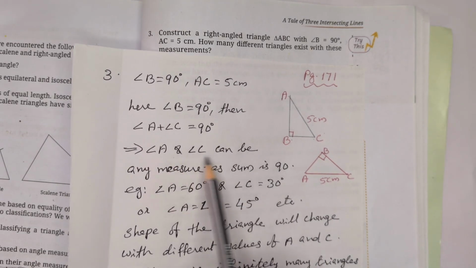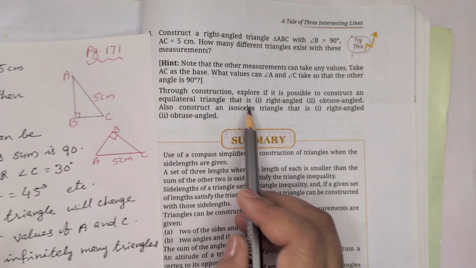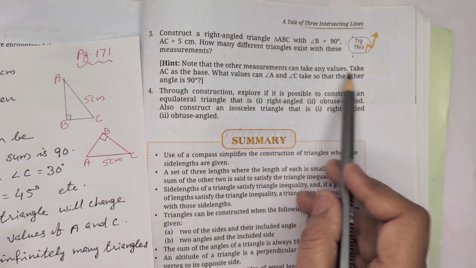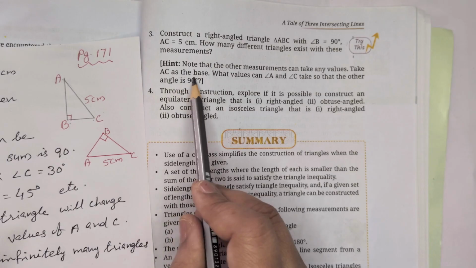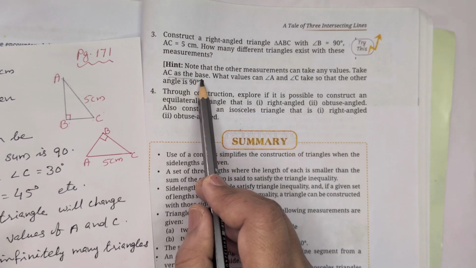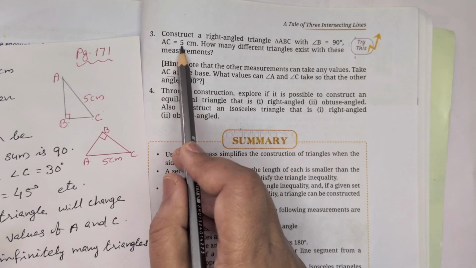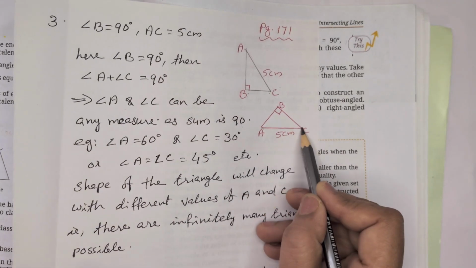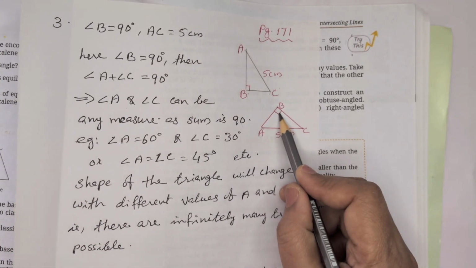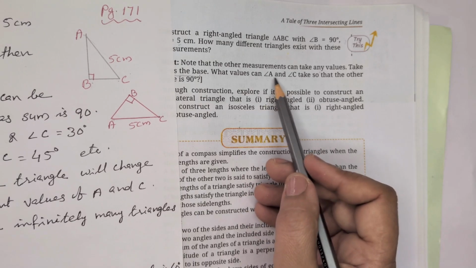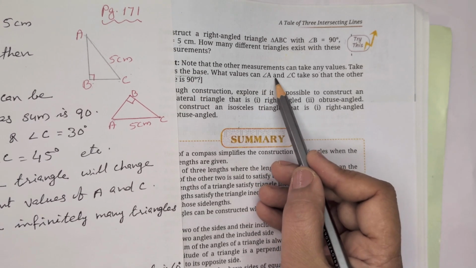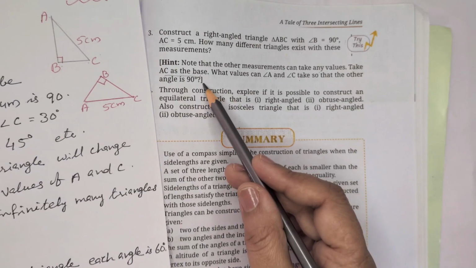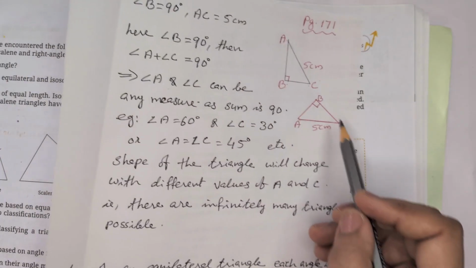Also, the other measurements are not given, so they can take any values. Take AC as the base. Here it says AC as the base, which means we take the 5 centimeters as the base. So we can draw it that way, with AC as the base and angle B as 90 degrees. Here the question is: what values can angle A and angle C take so that the other angle is 90 degrees?